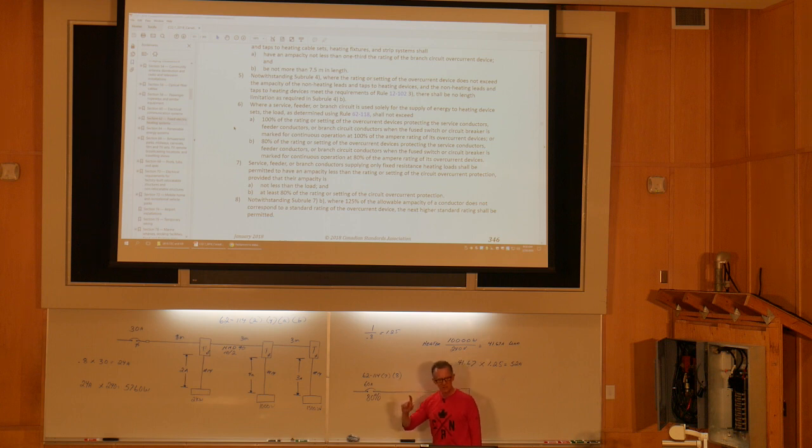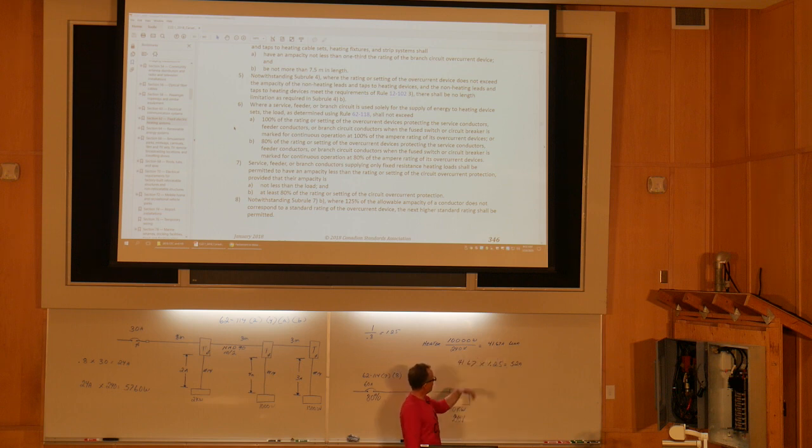But Subrule 8, because it's fixed resistance heating, allows us to move up into that circuit breaker, and the wire can stay at 41.67. Look what it says there. Notwithstanding Rule 7B, where 125% of the allowable ampacity of the conductor does not correspond to the standard rating of the overcurrent device, the next standard higher rating shall be permitted. So as long as we meet the requirements of the load, we're good.